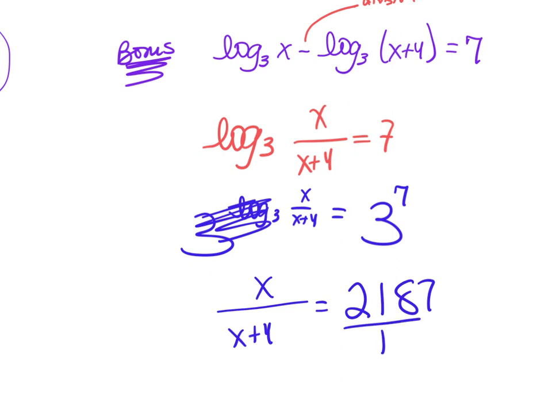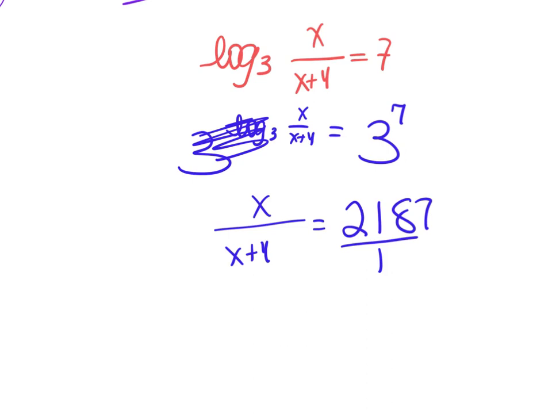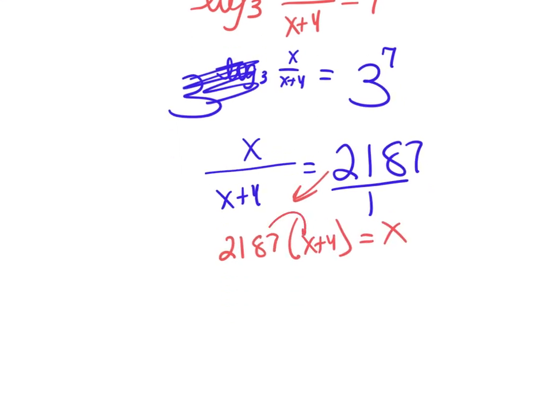Now we solve a simple equation, right? This is over 1. So if you were going to multiply fractions or solve a proportion, you'd cross multiply. So 2187 times x plus 4 equals x. Distribute this in here. So you get 2187x plus, what's 2187 times 4? 8748.